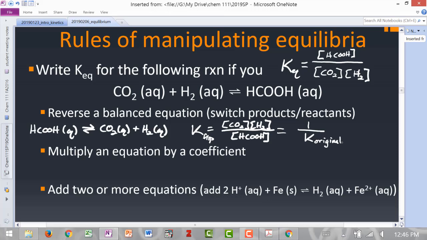Mathematically, you can take the inverse, like the 1 over that first K you had. So here we're writing out products over reactants. If you had a number, then you would invert it, and you'd have the new value.